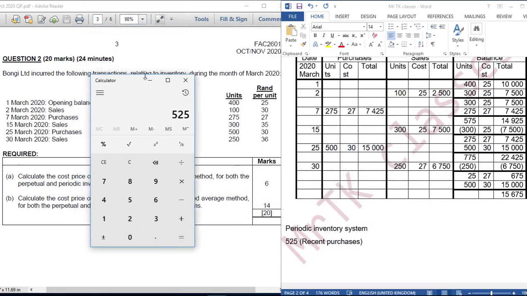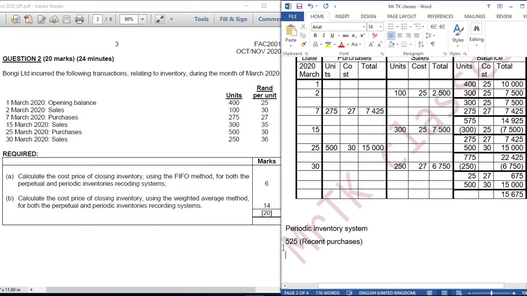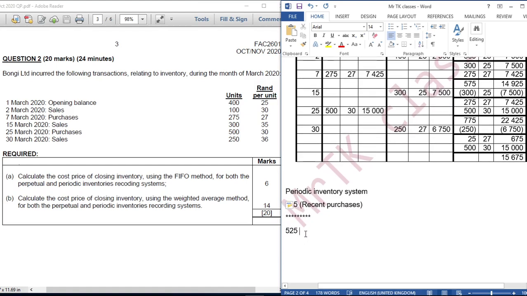Okay, let me just put some stars here. Of these 525, 500 of them are from the 25 March batch. So we are going to multiply by the 25 March cost price, which is that.